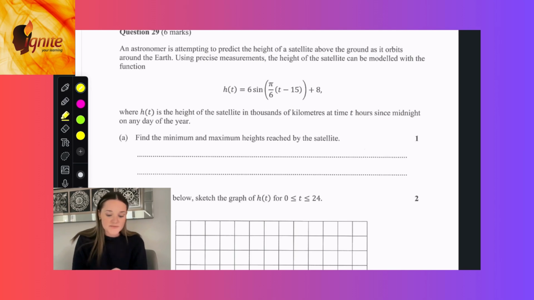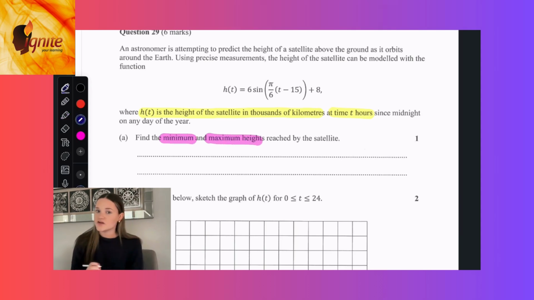Using precise measurements, the height of the satellite can be modeled with the function h of t equals 6 sine(pi on 6 t minus 15) plus 8, where h of t is the height of the satellite in thousands of kilometers at time t hours since midnight on any day of the year. The first part of this question wants us to find the minimum and the maximum heights reached by the satellite.